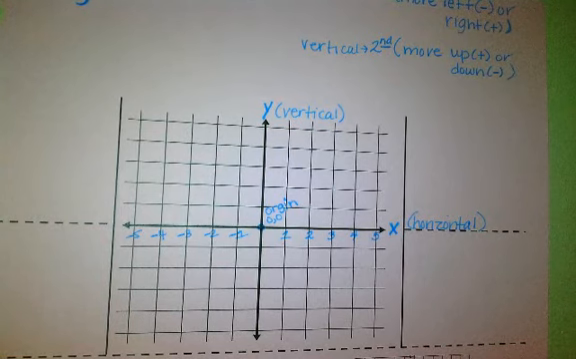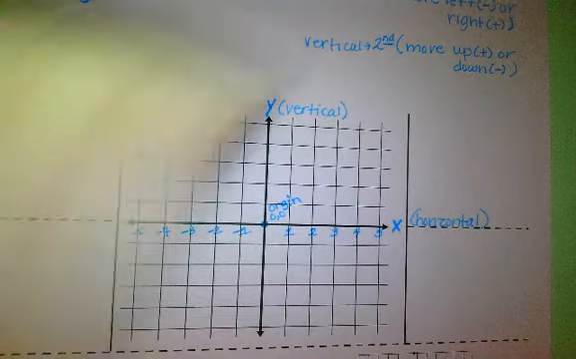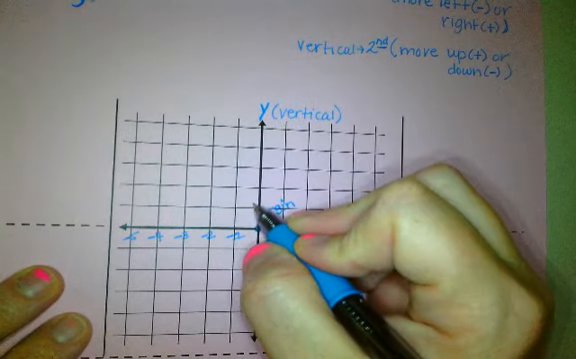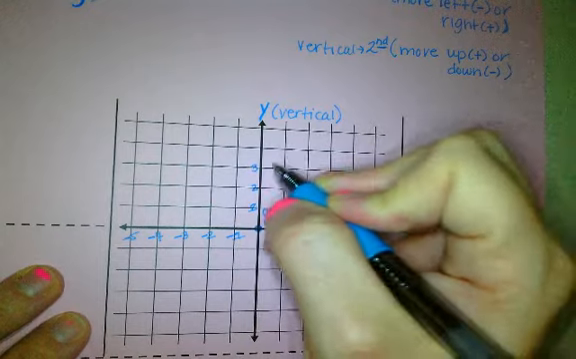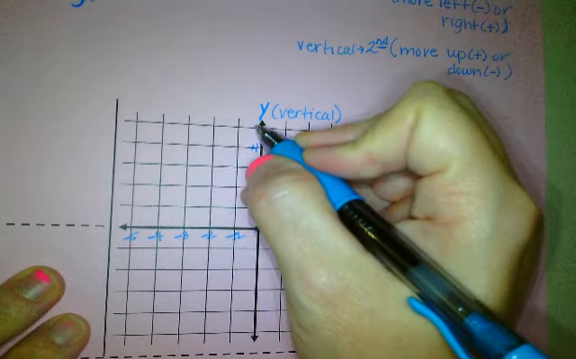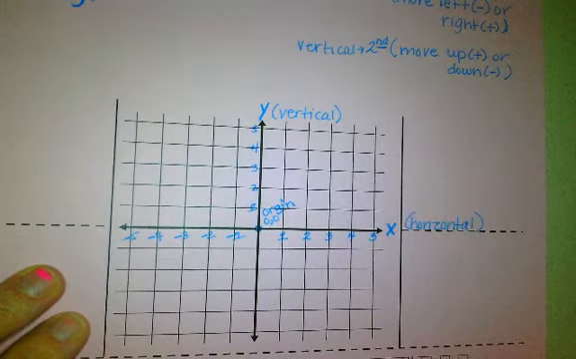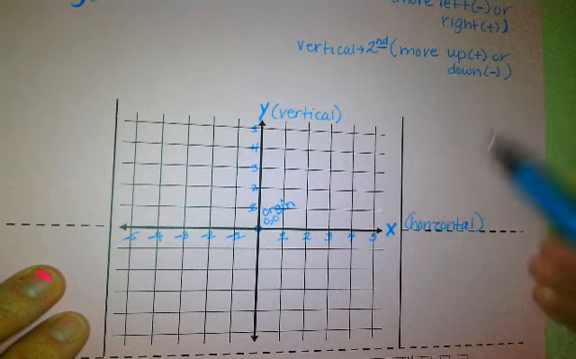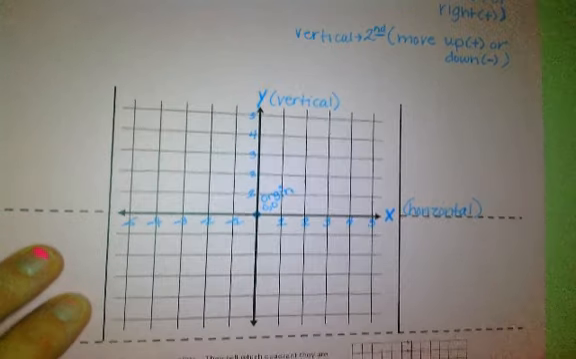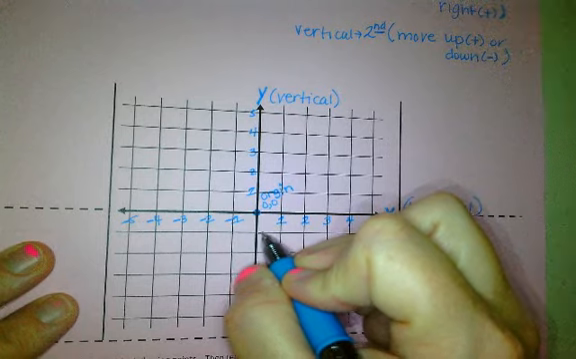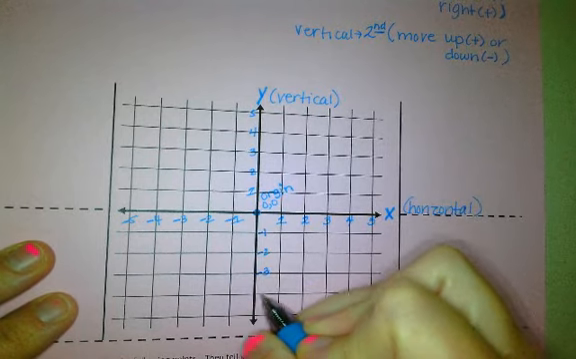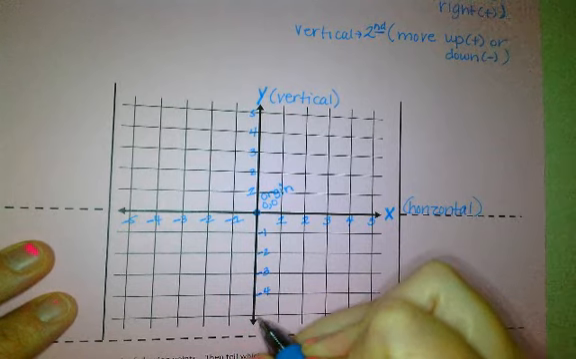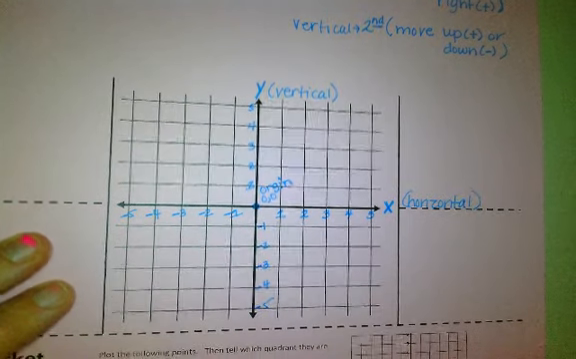Now, when we're doing the y-axis, when we go up, that's positive. So we have positive 1, positive 2, positive 3, positive 4, and positive 5. And then when we go down, that's negative. So we have negative 1, negative 2, negative 3, negative 4, negative 5.